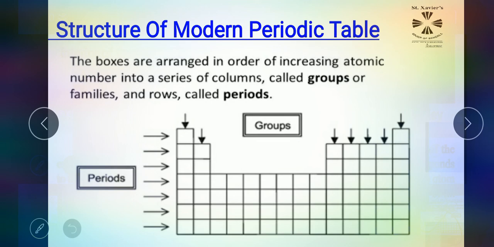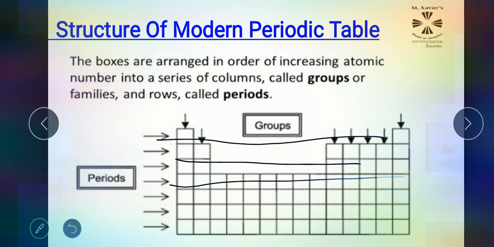When we talk about the modern periodic table, students, in the modern periodic table we have horizontal rows, and these horizontal rows are named periods, whereas vertical columns are named groups. So here we have groups and periods in the modern periodic table.